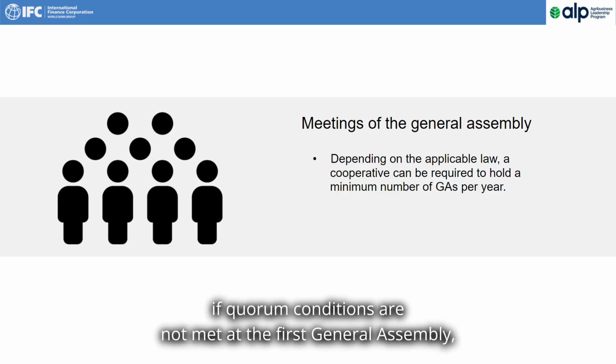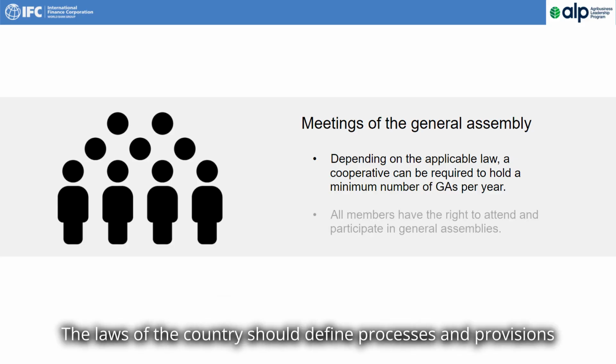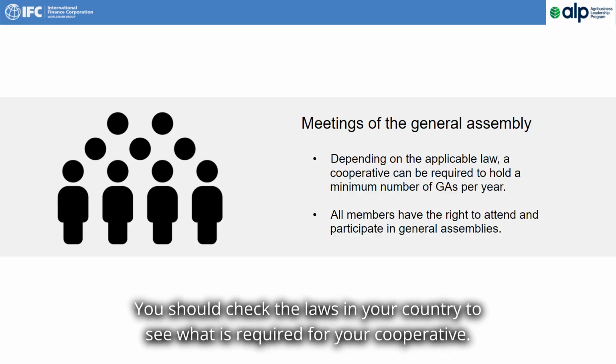For example, if quorum conditions are not met at the first General Assembly, or if cooperative leaders desire more engagement with members. The laws of the country should define processes and provisions if a member cannot attend the General Assembly in person. You should check the laws in your country to see what is required for your cooperative.